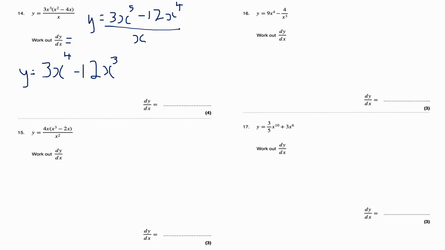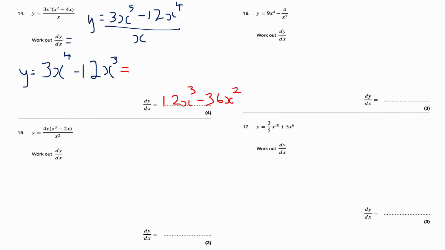Okay, so dividing that by x, I get x to the 4, dividing this by x, I get x cubed there, and then dividing x by x, I just get 1, but there is no need to write over 1. I can just delete that now. Okay, differentiating this, 3x to the 4 goes to 12x cubed, and then negative 12x cubed goes to negative 36x squared.